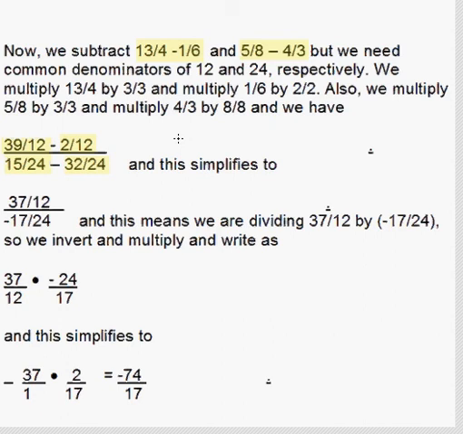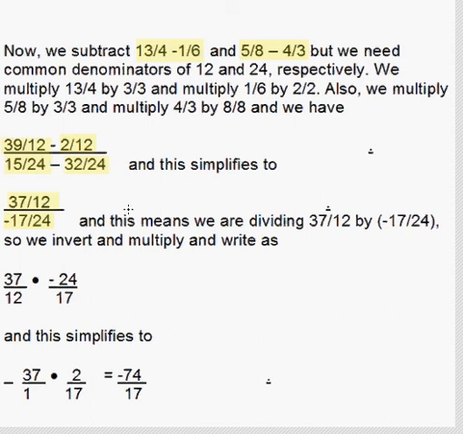In the top, 39/12 minus 2/12 makes 37/12. In the bottom, 15/24 take away 32/24. Well, we're taking away more than we have. We end up with a negative quantity of negative 17/24. So now we have the fraction 37/12 divided by negative 17/24. That's the equivalent of dividing 37/12 by negative 17/24.